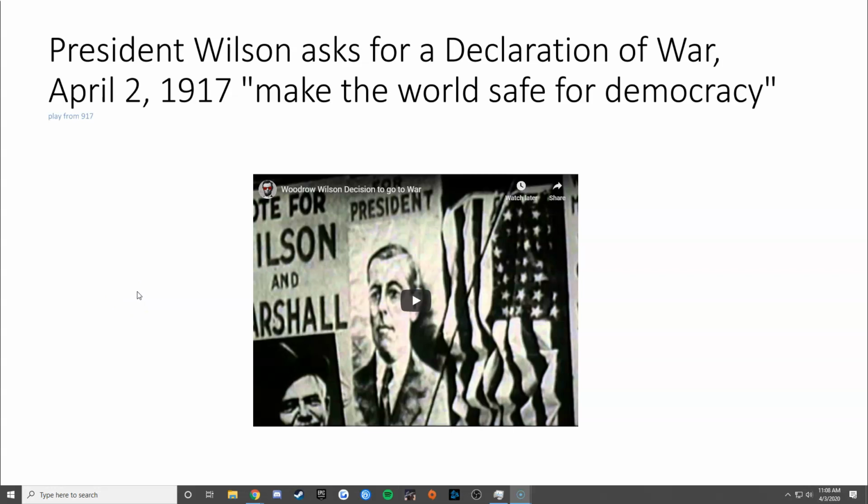On April 2nd of 1917, Wilson goes to a joint session of Congress and asks for a declaration of war to make the world safe for democracy. So that's another reason why we go to war, because Wilson believes that we need to make the world safe for democratic governments and safe for freedom-loving peoples. Even though it's part of his speech, it is a reason for U.S. involvement in the war in Europe.